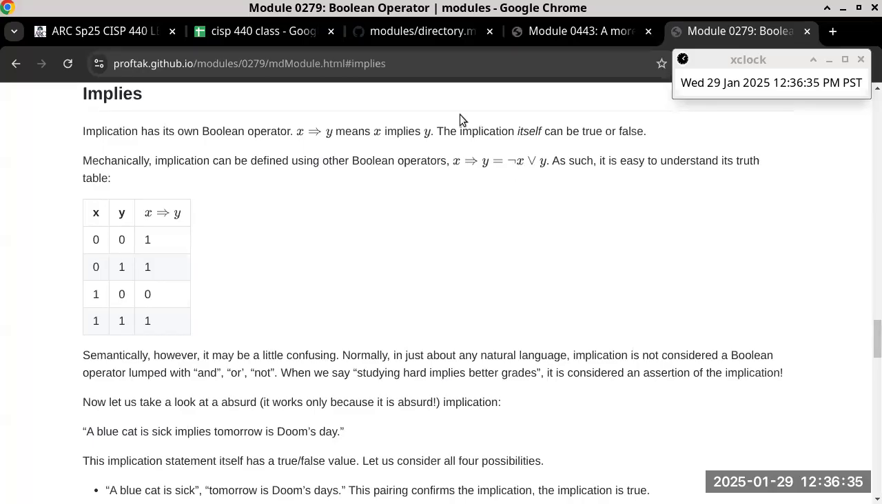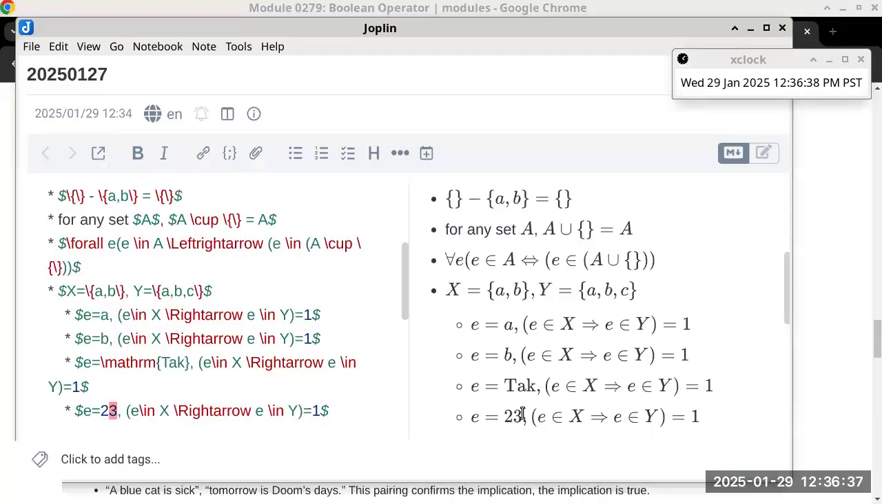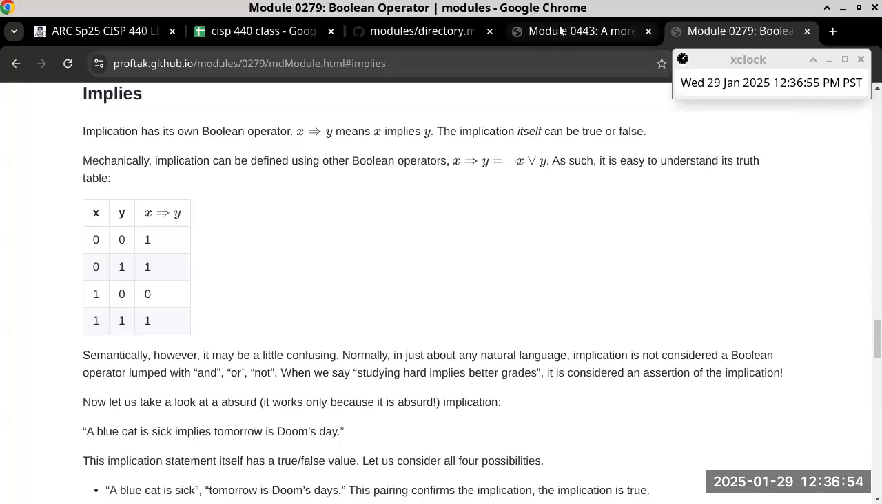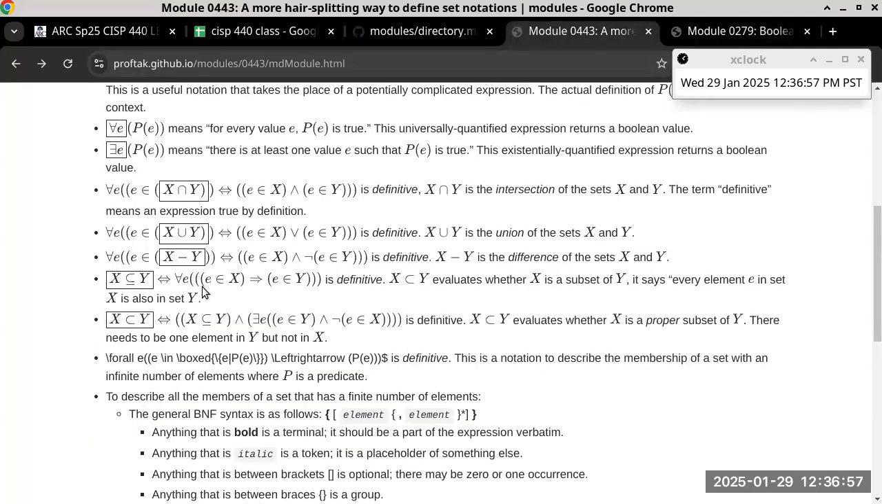Oh, that is important. The reason why we want to show that no matter what e binds to, the quantified expression, which is the parenthesized portion, is still true, is that it tells us the entire quantified expression is always true. Because by definition, if I switch back to here, we need this portion to be always true no matter what you throw at it. That is definitive because that is how we define x being a subset of y.